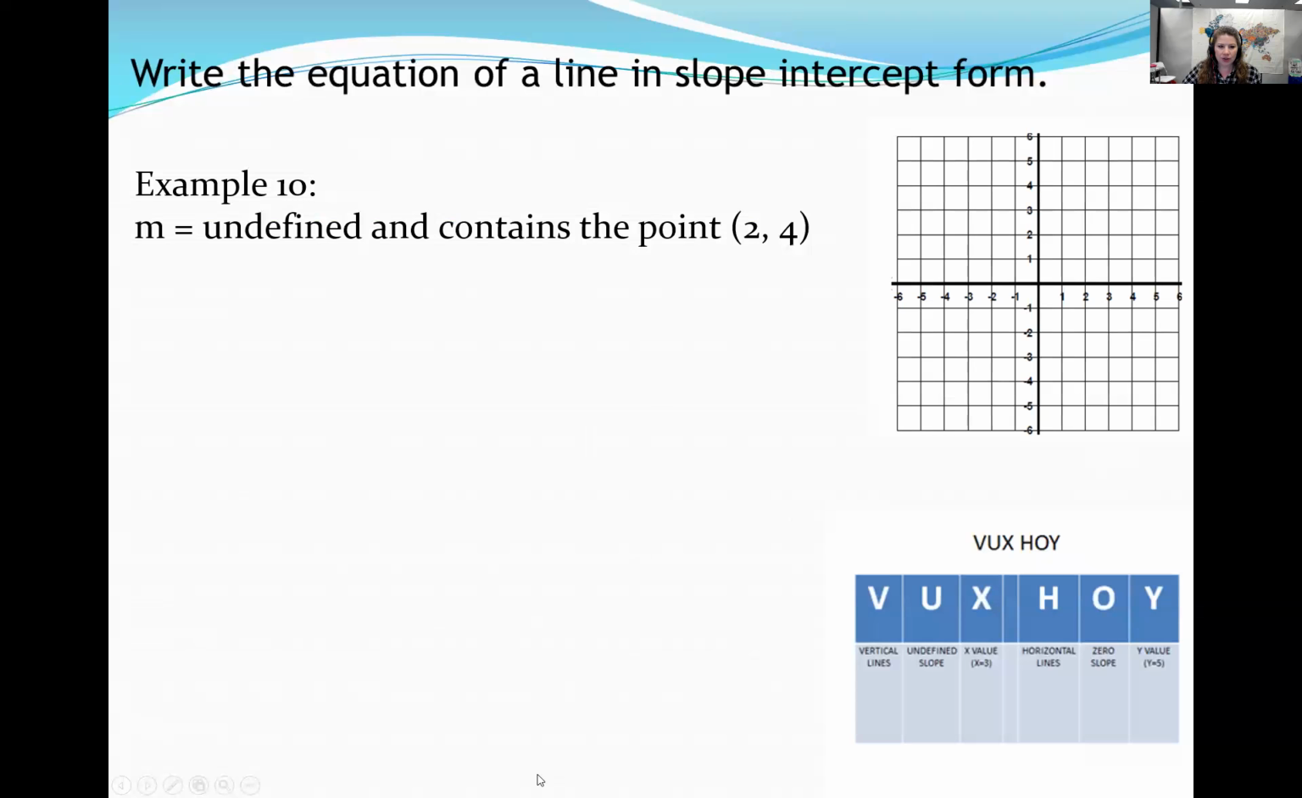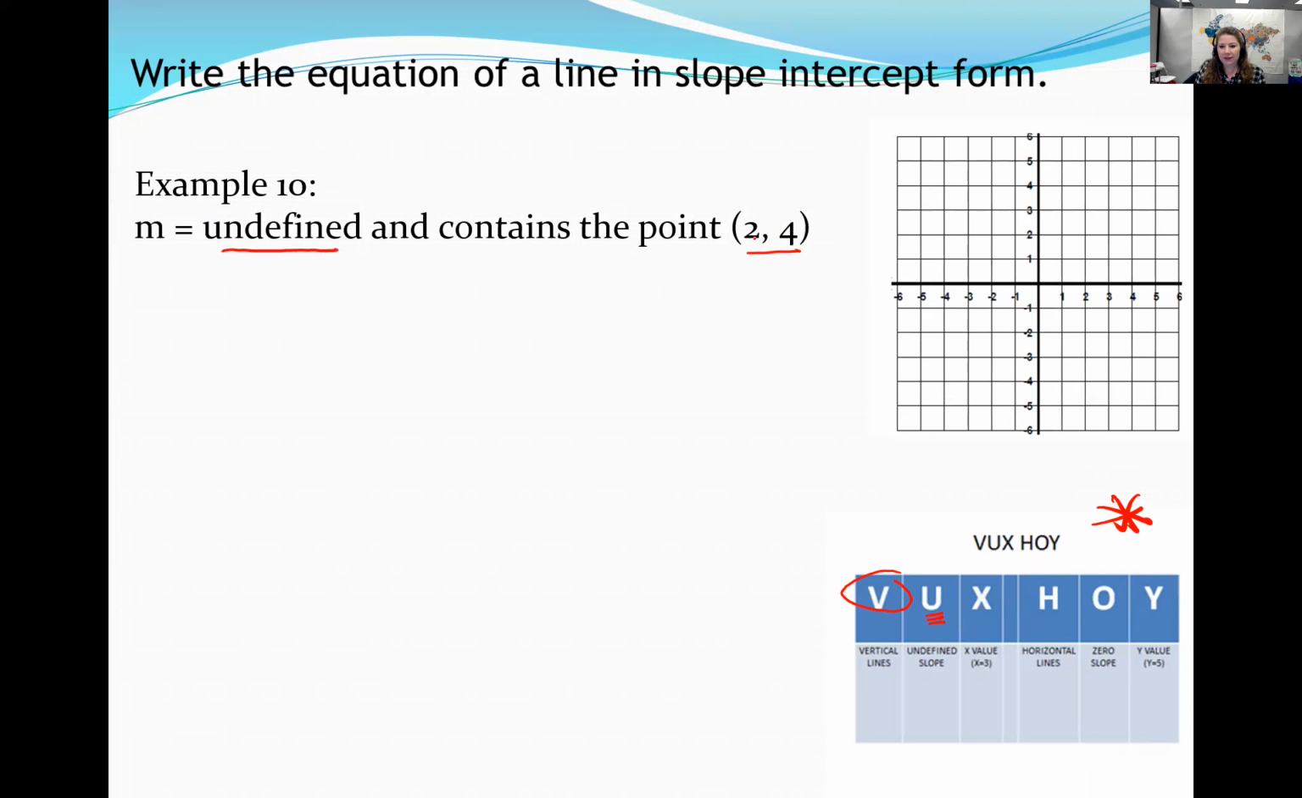All right, so it says write the equation of a line in slope-intercept form. It tells us here that the slope is undefined and the line goes through the point (2, 4). So for all of these, we're going to think about VUX HOI. Well, I see undefined. That's going to be a vertical line. Vertical lines have undefined slopes. There's only an x in the equation.